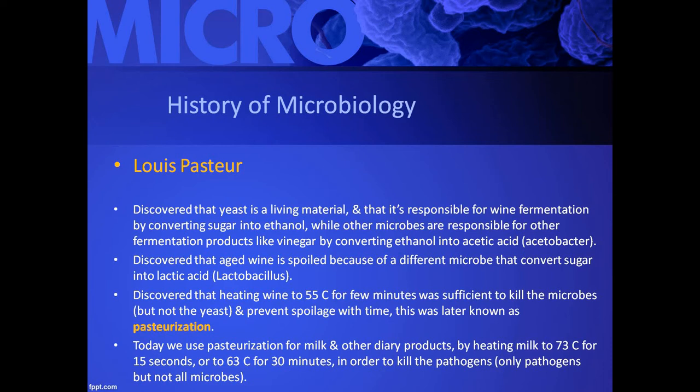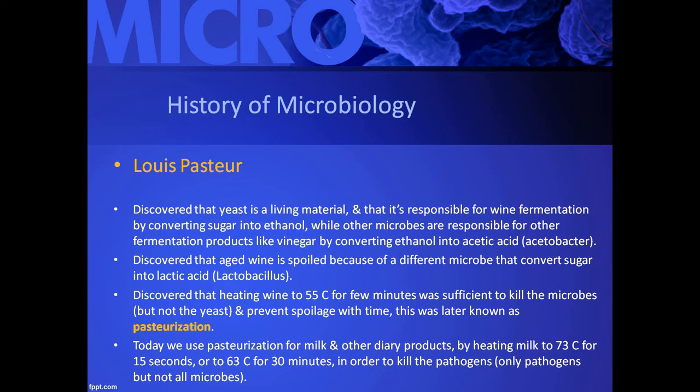Vinegar is produced by converting ethanol into acetic acid. He discovered that this conversion is done by a type of microbe, which we now know is called Acetobacter, a type of bacteria. He was also ordered to observe and find the reason why aged wine spoils. He discovered that aged wine is spoiled because of a different microbe that converts sugar into lactic acid. We now know that microbe as Lactobacillus acidophilus.